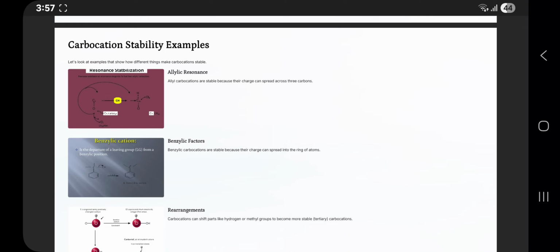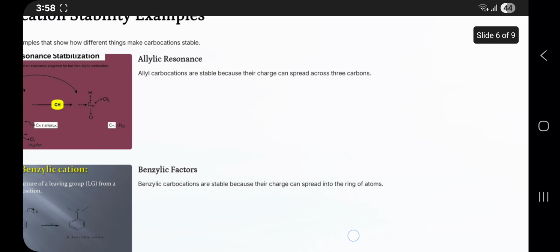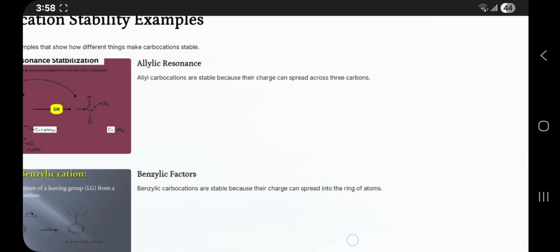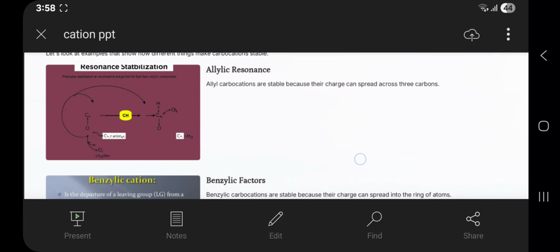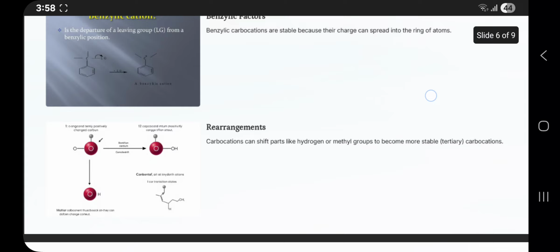Now, carbocation stability examples. You can see this allylic resonance. Allyl carbocations are stable because their charge can spread across 3 carbons like this. Now next is the benzylic factor. Benzylic carbocations are stable because their charge can spread into the ring of atoms.